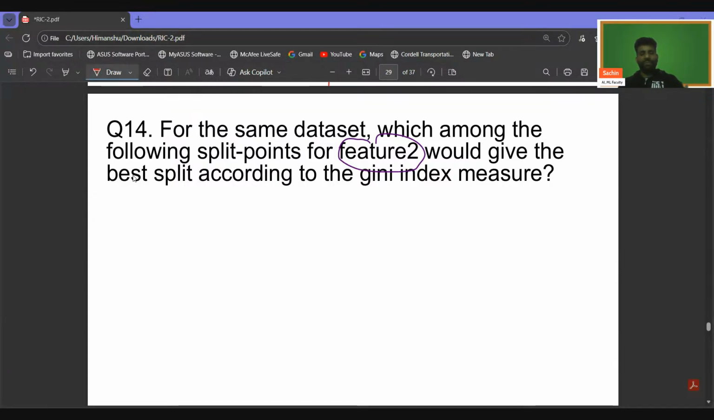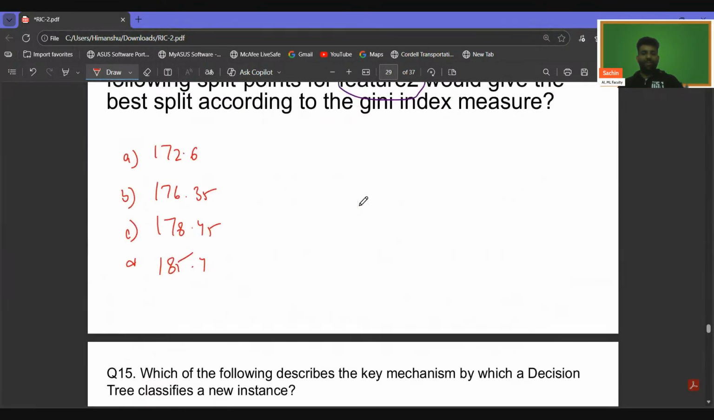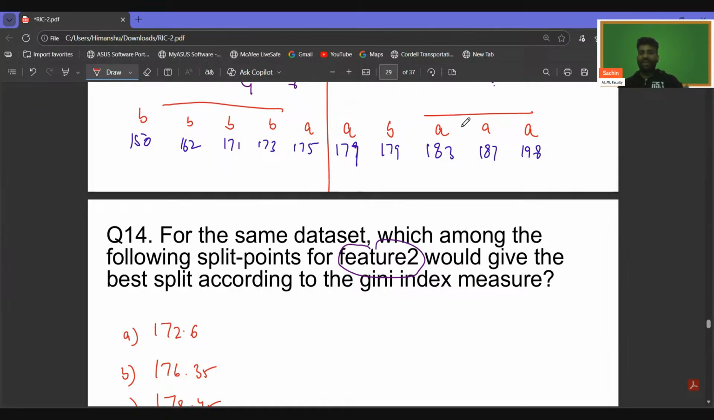I'll share this one. So A is 172.6. Then we have the 176 point, the 178 point, and the 185 point. You can find out 176.35, 178.45, and 188.4. Yeah, these are the options. So three options around 170s, one option around 185. That doesn't seem to have a good answer.